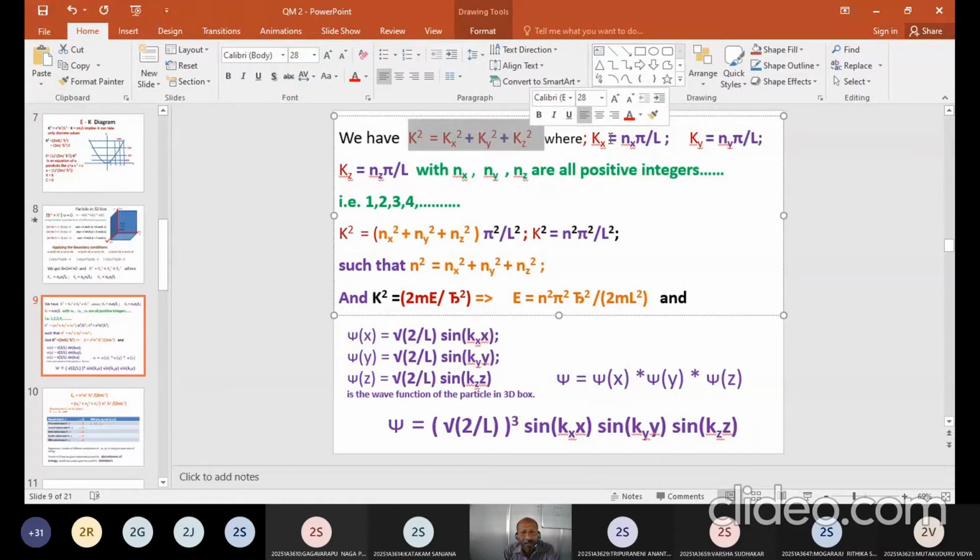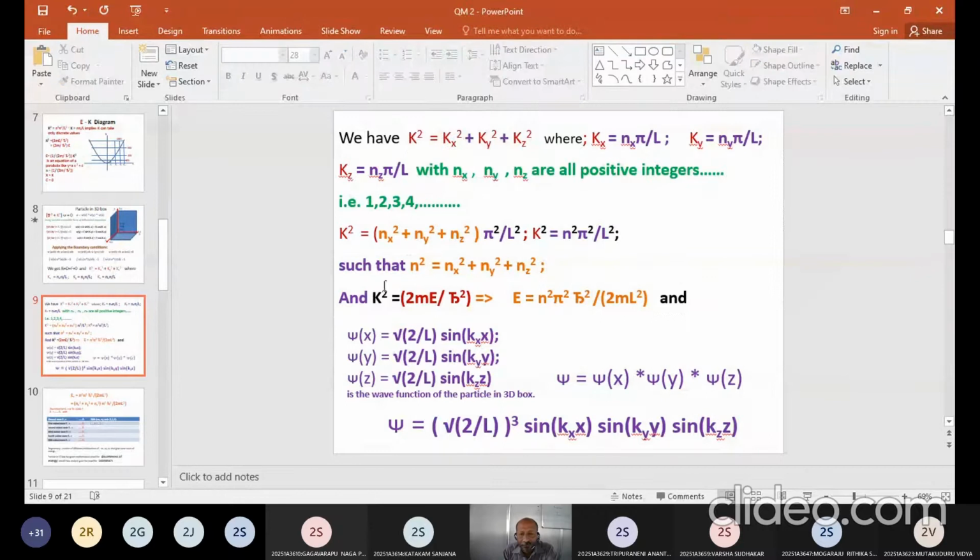When I substitute every k with nx pi by L, and this k with n pi by L, I see that k² is equal to n² pi² by L², and kx is equal to nx pi by L. So substituting these things, I get n² is equal to nx² plus ny² plus nz², where n is taking only positive integers.